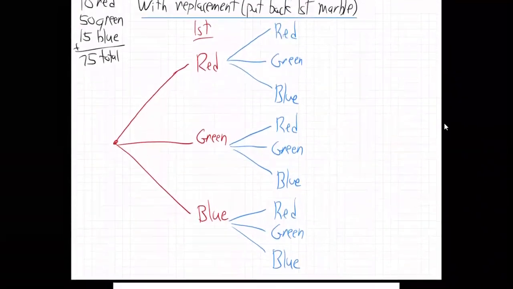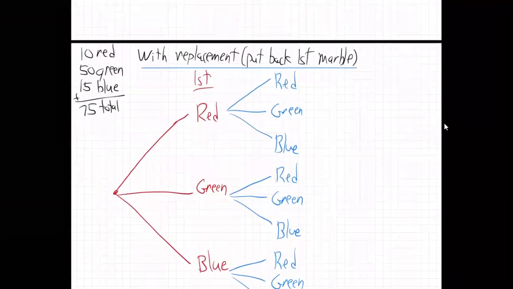Okay, what are the possibilities? What's the chance of getting red? Well, 10 out of 75, right? For my bucket, I have 75 total, 10 are red. Chance of getting red is 10 out of 75. Green is 50 out of 75. Blue is 15 out of 75.